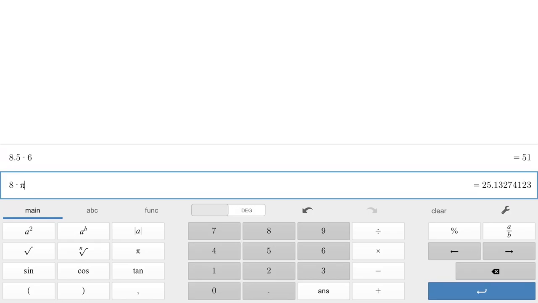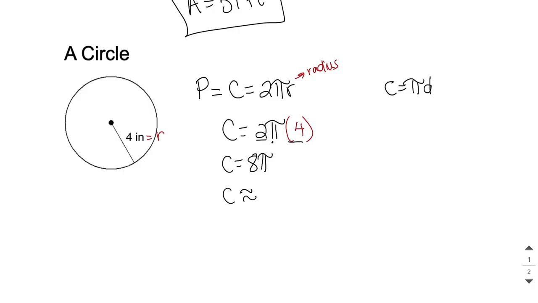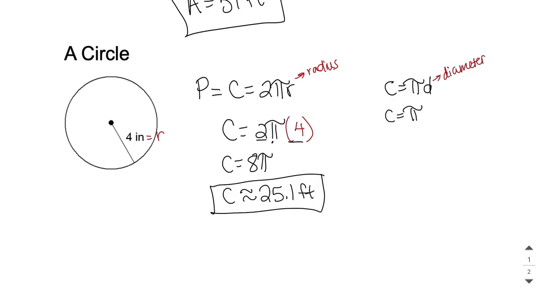Now let's go ahead and figure out what this is approximately. So we'll round this to the nearest tenth. So I'm going to type into my calculator, and I want you to use the pi key. Don't type in 3.14 anymore. We're literally going to use the pi key. So I can either type in the word pi, or I could just press the pi key. Either way, I get 25.1 when I round it to the nearest tenth. So here, our perimeter or our circumference is 25.1 feet.